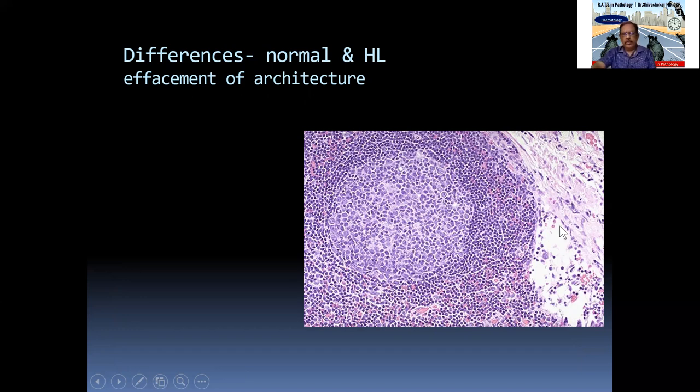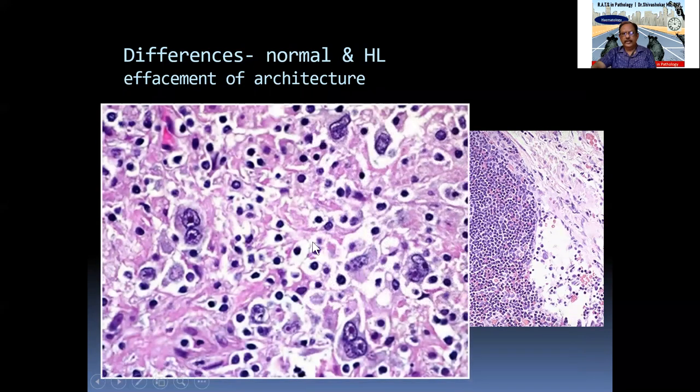But then, why am I telling you people this? Look at this one. It is a case of Hodgkin's. I am not able to see the classical structure of a lymphoid follicle. It is totally lost. This is called an effacement of architecture. Architecture means the relationship of one part of a tissue to another.